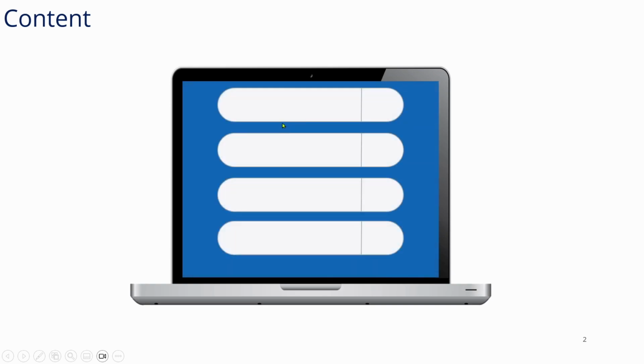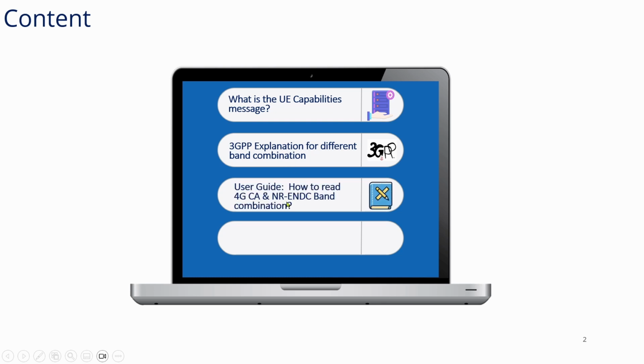Okay, what we are going to cover here. First part, we'll be covering what the UE capability message means, what it contains, what is the definition, and so on. Secondly, the 3GPP explanation for different band combinations, which is one of the most important parts, which I really faced some problems before in decoding and reading some of the information. It was kind of complicated. We will try to simplify how to read the 4G carrier aggregation combination and also the 5G NSA or ENDC band combination as well. And lastly, we'll go through some limitations of the capability messages and 3GPP proposed solutions which should be followed by all the RF engineers.